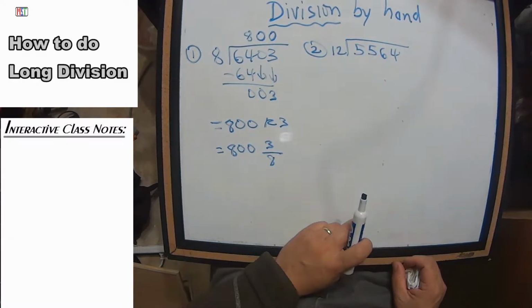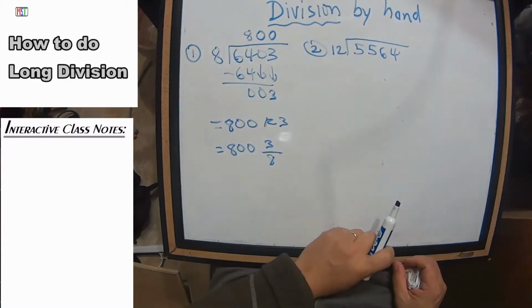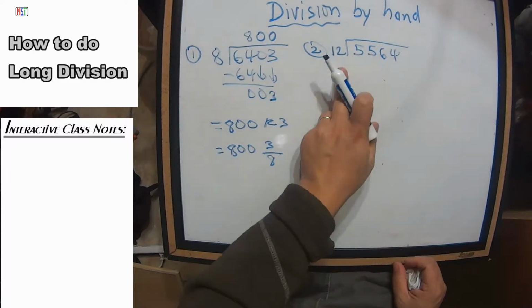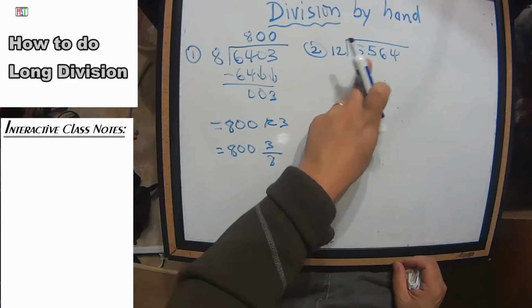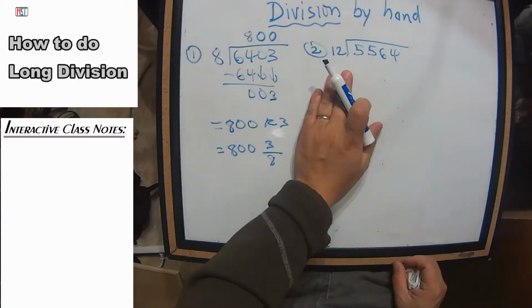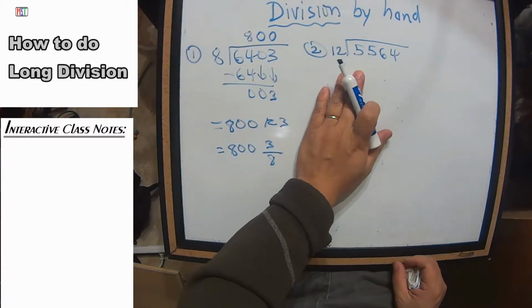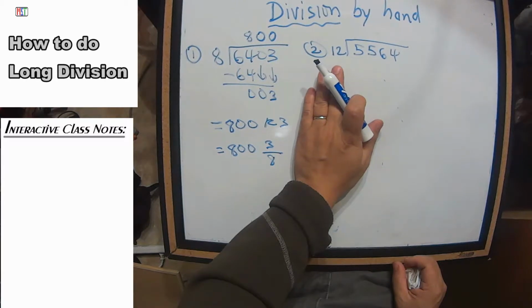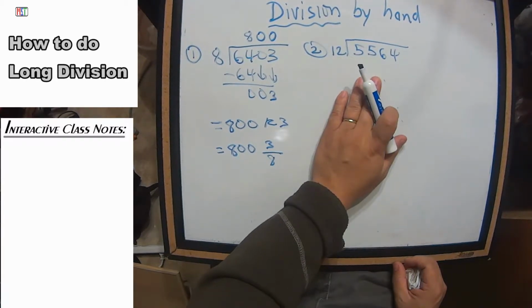Let's look at this one. Now this one we have a 2-digit divided into a 4-digit. So a little bit more difficult because now we have to think about how many 12 can go into 5 or 55 and so on. Okay? So how many times does 12 go into 5? Well, I can't really do it, right? But can 12 go into 55? Yes, it can. How many times?